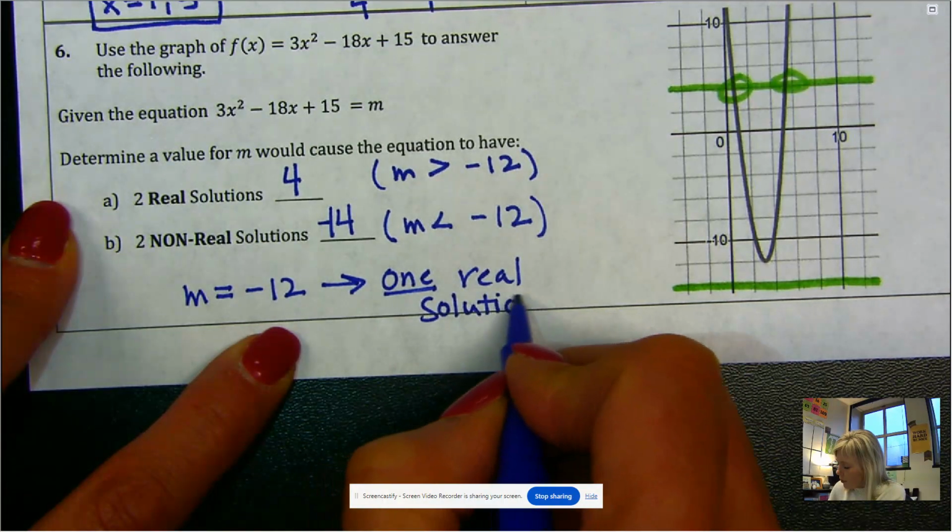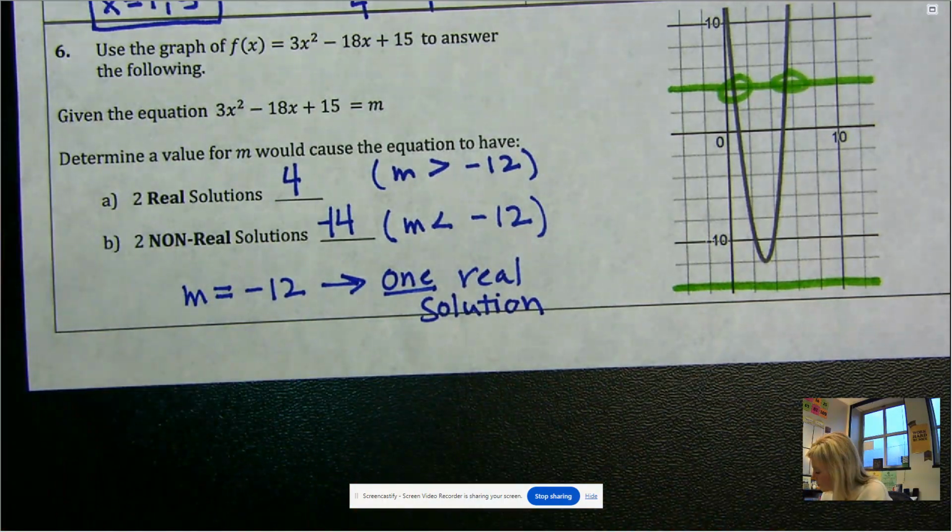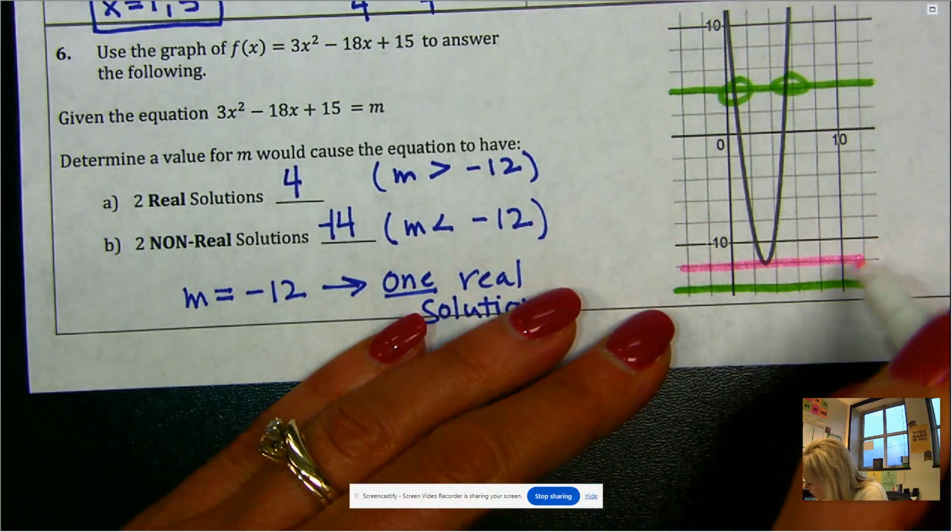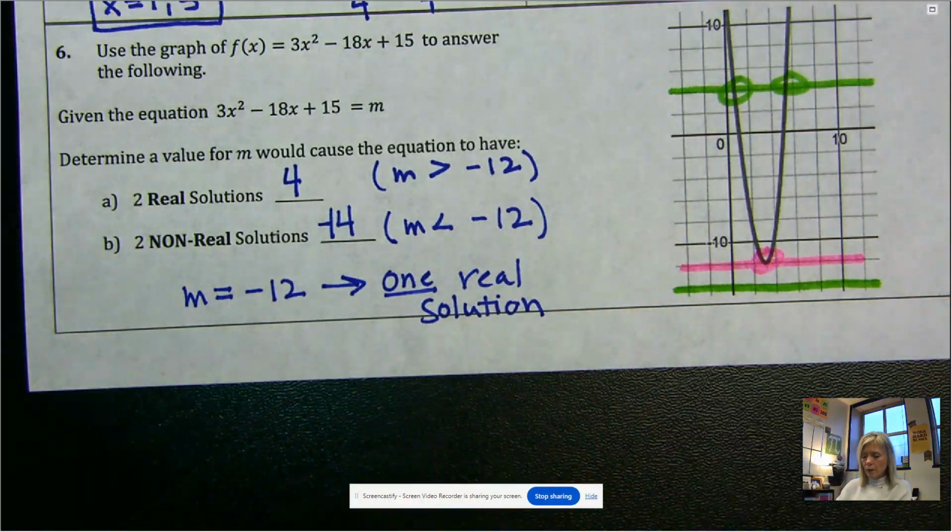But if you said m equals negative 12, then you only have one real solution. So this should not go on any line, because right here, see how there's just one, okay?